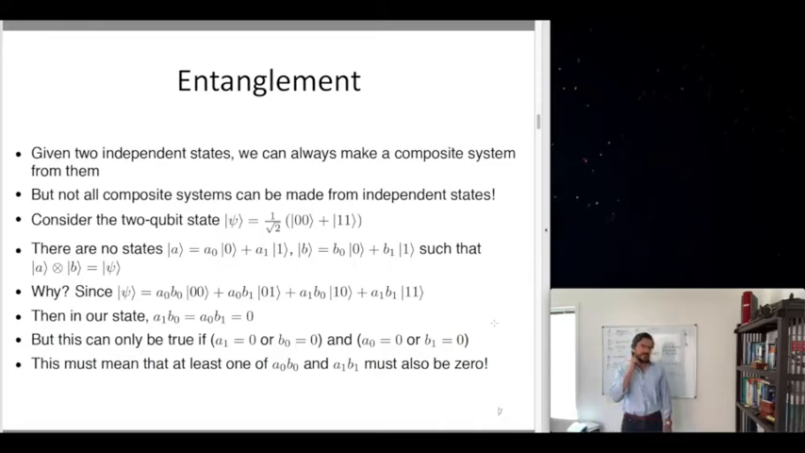So what that means is, anytime you have a system that you cannot decompose into a tensor product of two smaller systems, anytime you do something to one part of the system, it also affects the other part of the system. Okay, there is no way around that. That's just what it is.